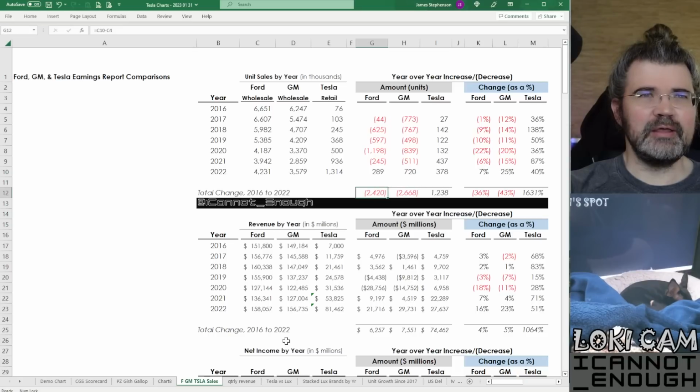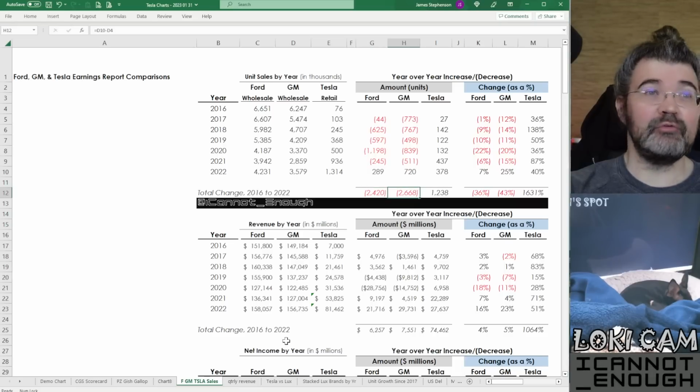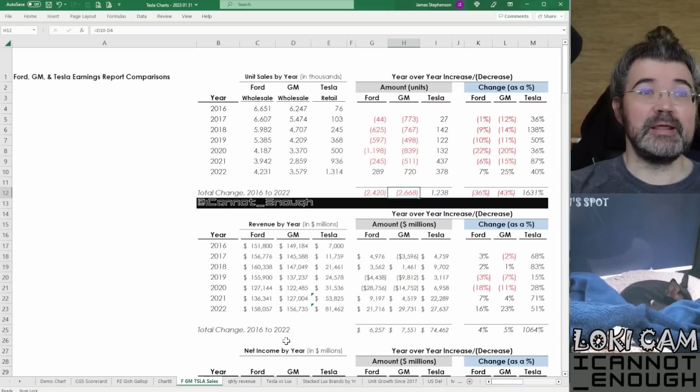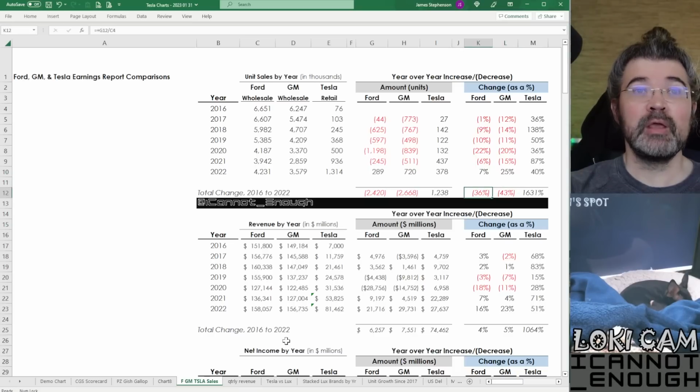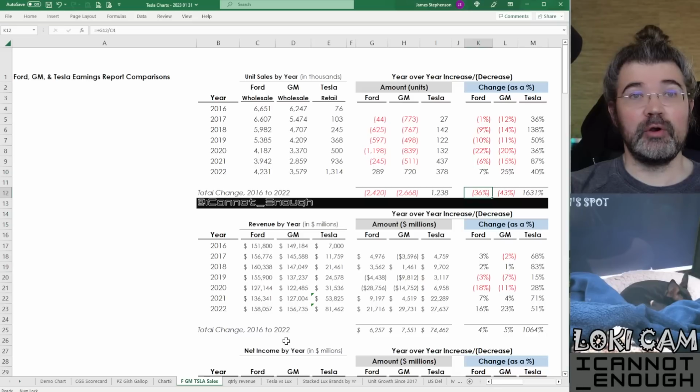So this is telling you, hey, Ford is down 2.4 million vehicles per year from where they were in 2016 for total global unit deliveries. GM is down more than that, down 2.7 million. So that's an even bigger decline in percentage terms. 43% down for GM, 36% down for Ford.